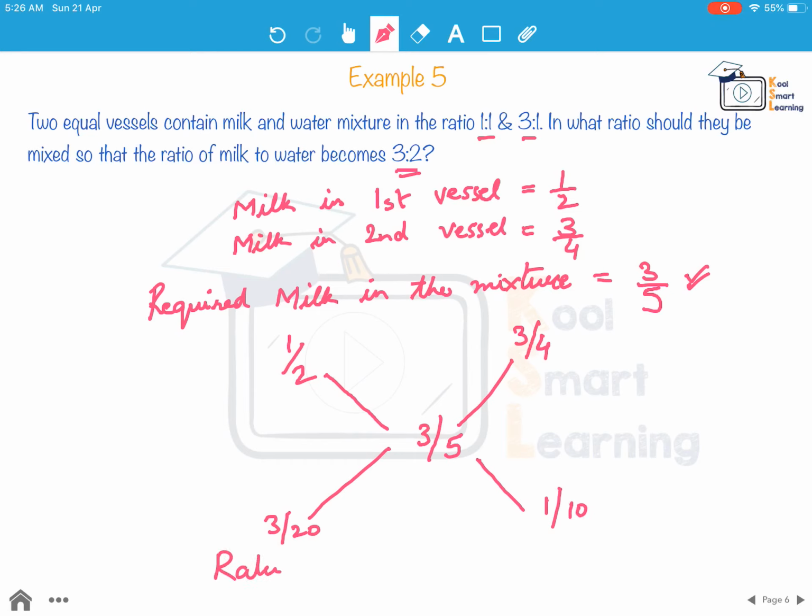So now the ratio of the two will be given by 3 by 20 is to 1 by 10, which can be, if we write this 1 by 10 as 2 by 20, we say that the ratio is 3:2. So the first vessel should be 3 times, or you could say 3 vessels of the first kind and 2 vessels of the second kind would be mixed together to get this required mixture, where the ratio of milk to water is 3:2.